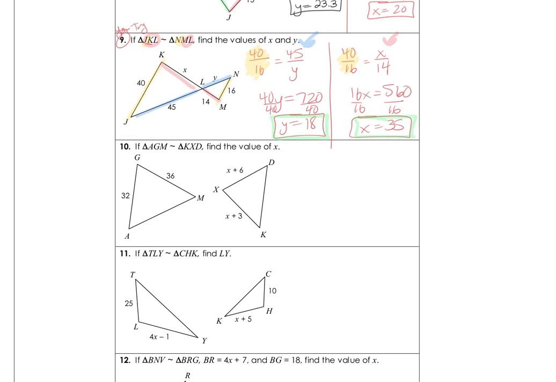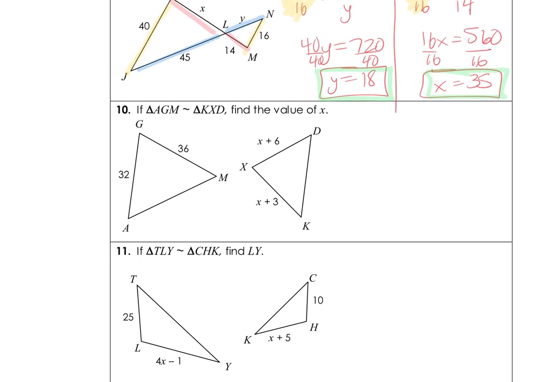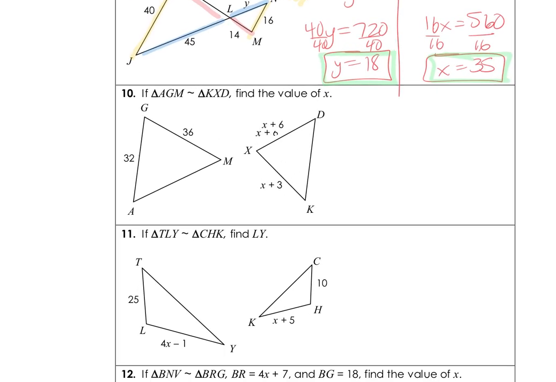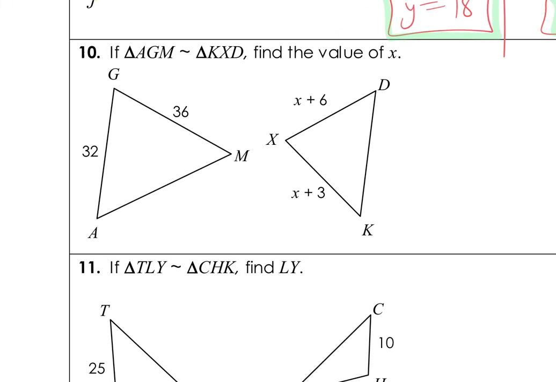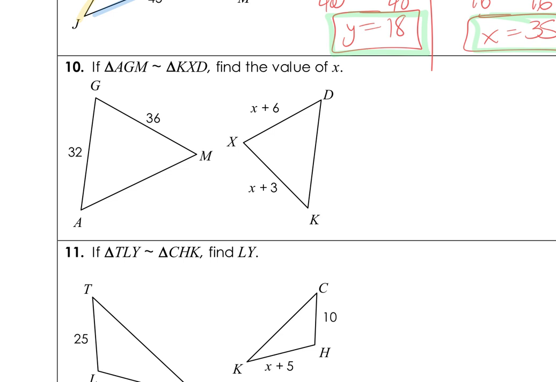Last couple of problems are going to give our brain a stretch because we have some algebraic expressions. You can kind of see here x plus 6, x plus 3, so on and so forth for the other problems. But we're going to really do it in the same exact manner, and we've solved proportions like this too. So A to G is matching up with K to X. So A to G, K to X. That's where I'm starting. 32 over x plus 3.